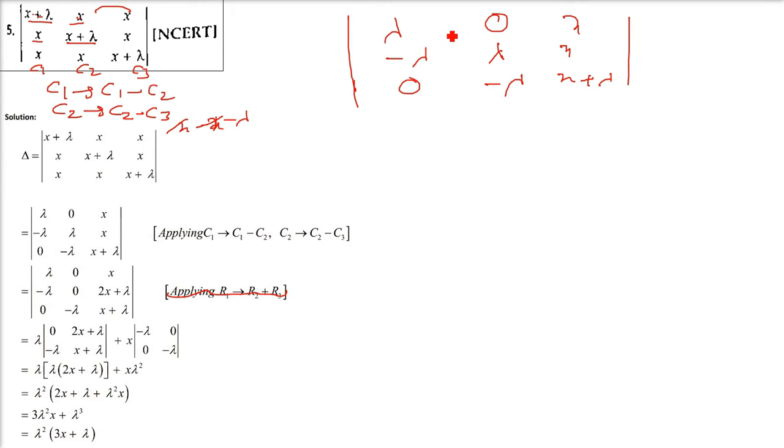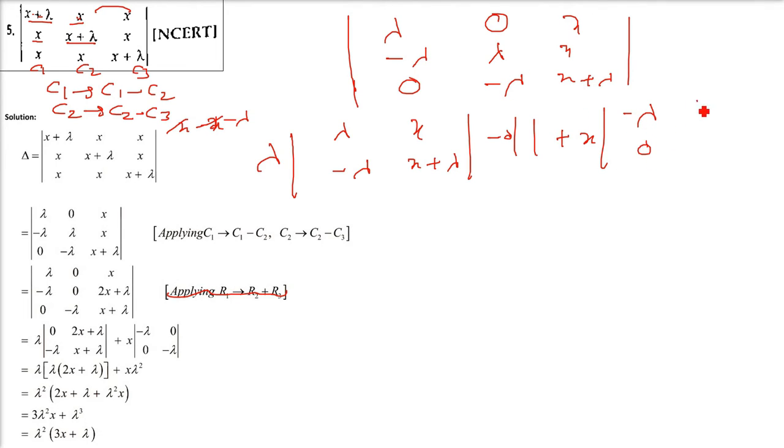Now let us open it using the first row. So lambda, minus lambda, x plus lambda will come. Don't worry about 0. Eventually it's going to be 0. Then the third value of the first row, x. So minus lambda, 0, minus lambda. Now let us do the second one first. Second part. What is it going to give? X into minus lambda is minus lambda x, and minus lambda into 0 is 0. So you get lambda square x.